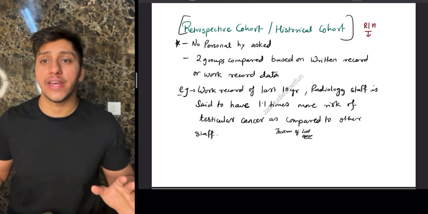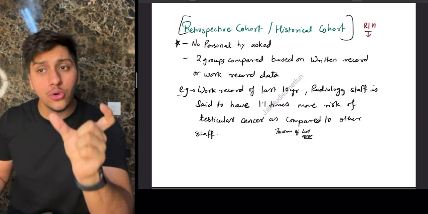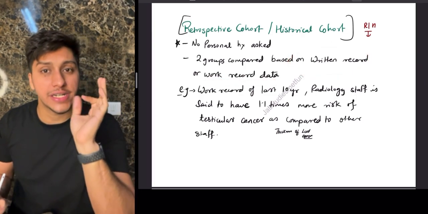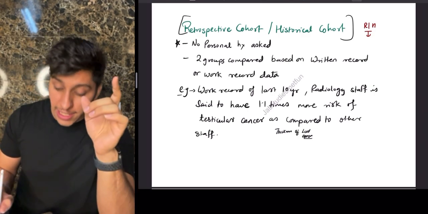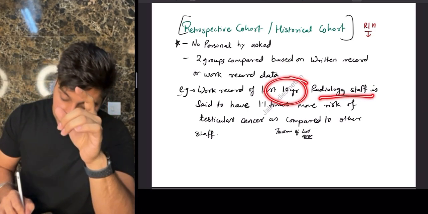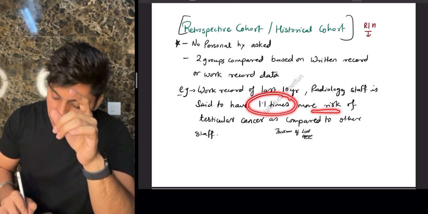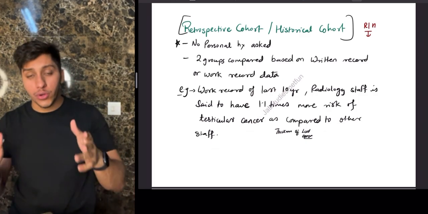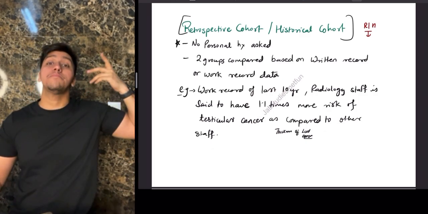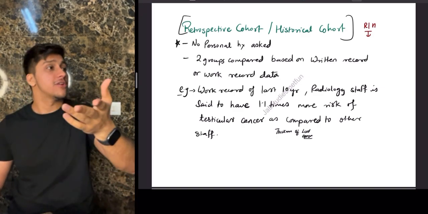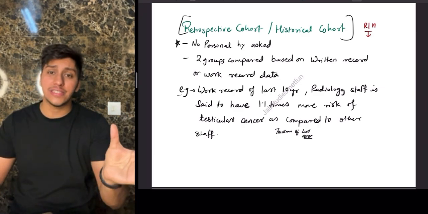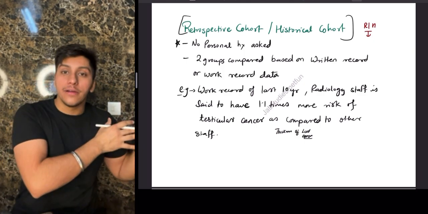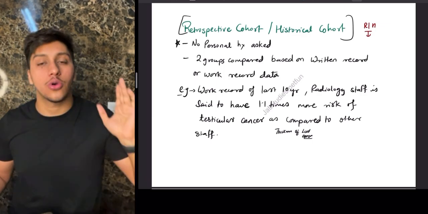Just read it out, you will understand nicely. No personal questions are asked. Two groups are compared based on written records or work record data. So in this example we are taking testicular cancer: work record of the last 10 years shows radiological staff have 1.1 times more risk of testicular cancer as compared to others. So basically, for today's study I am going to use data which was already made in the past. For example, in 2015 they did a cohort and found this data, and I am just using it in my research. That is why, going back, it is known as retrospective or historical cohort.